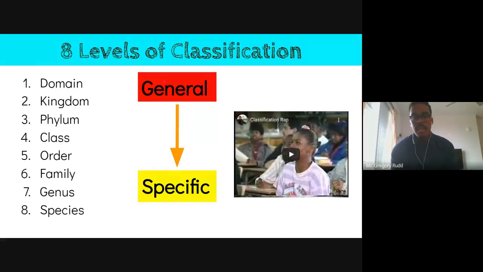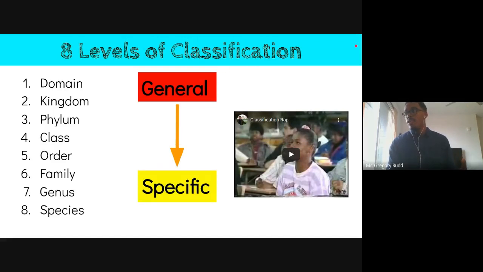These levels of classification allow us to practice what's called taxonomy, which is basically the study of how things are organized, how organisms are organized. We can organize them in very general ways, general descriptions that describe quite a few organisms. For example, we can describe the animal kingdom. The animal kingdom describes all animals, but we can get more specific than that.